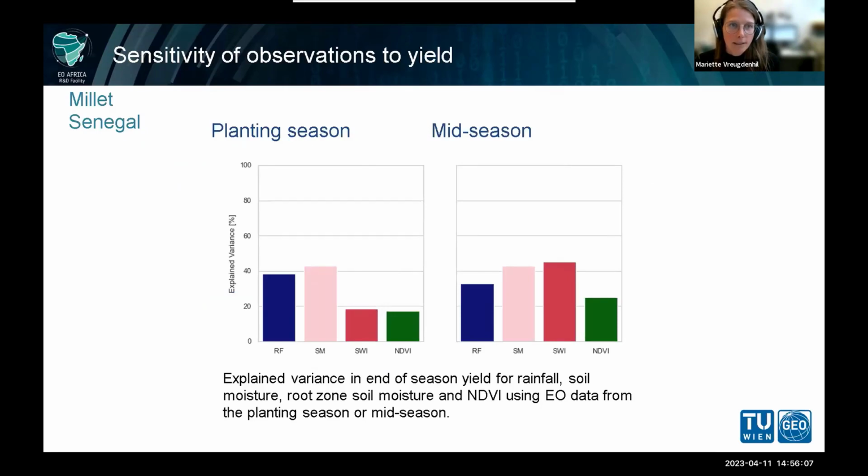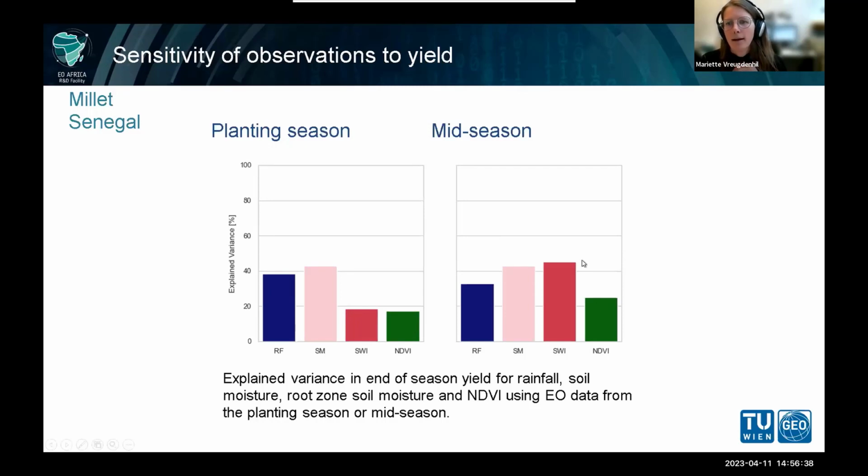What we first did is we tried to look at how much of the variability in the yield can be explained by the different data sets. If we looked at the planting season, we could see that rainfall could predict almost 40% of the variability in the yield, and soil moisture a bit over 40% of the variability in yield, whereas the root zone soil moisture and the NDVI were below 20% of the yield variability that they could explain.